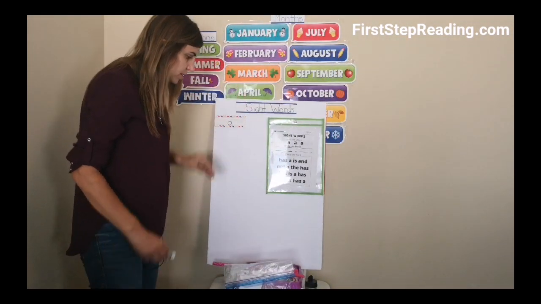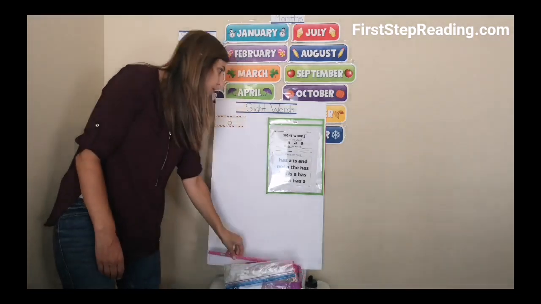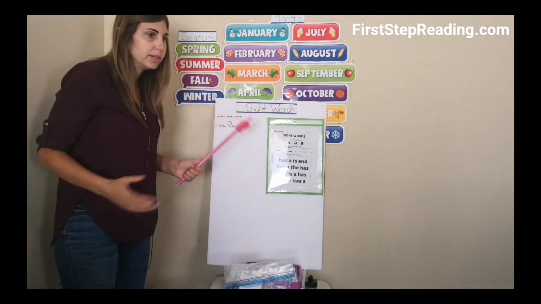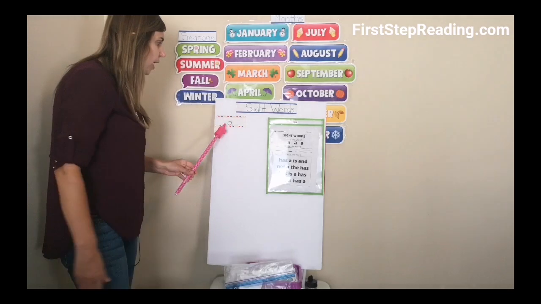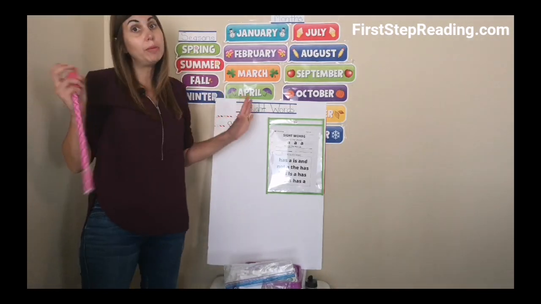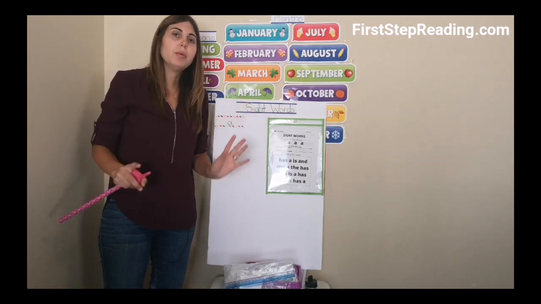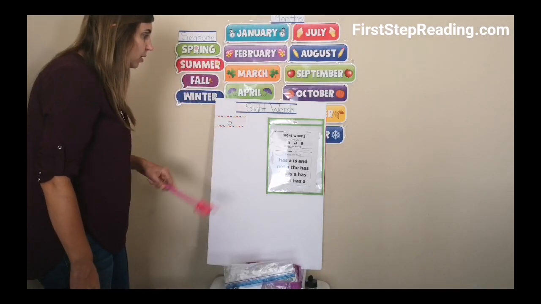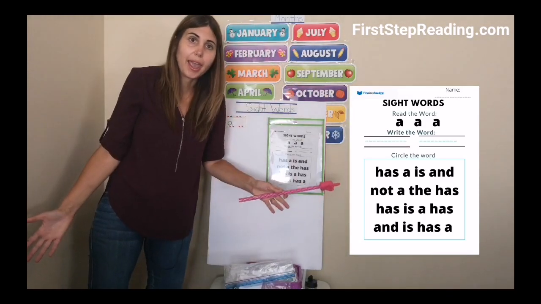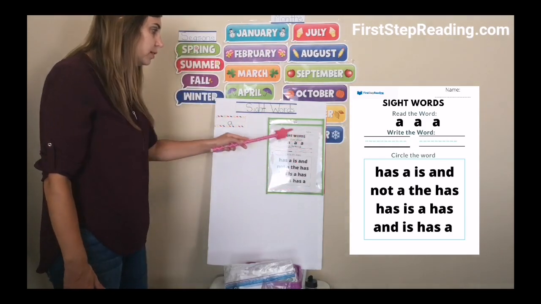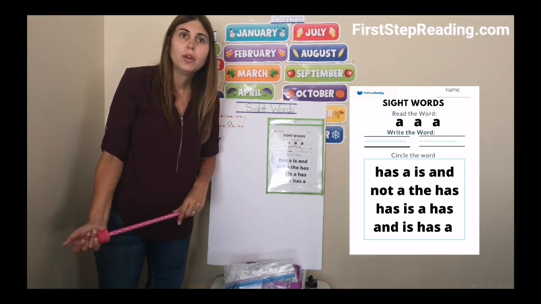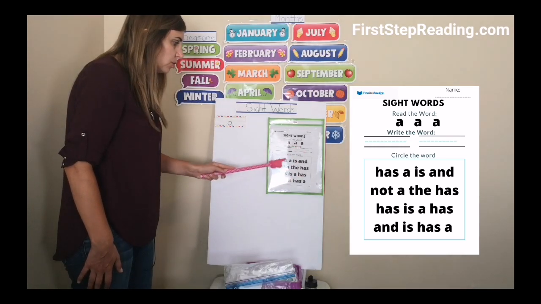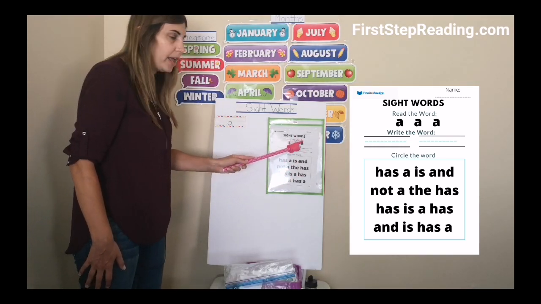So for language arts, first thing I want to talk about is sight words. What are sight words? Sight words are words you have to memorize. You don't memorize every single word, but sight words are the words you should memorize. Our sight word for this week is A. When you see an A, you say A. This is the worksheet you can work on. You write A, you circle the A's, and you read A, A, A. Okay?